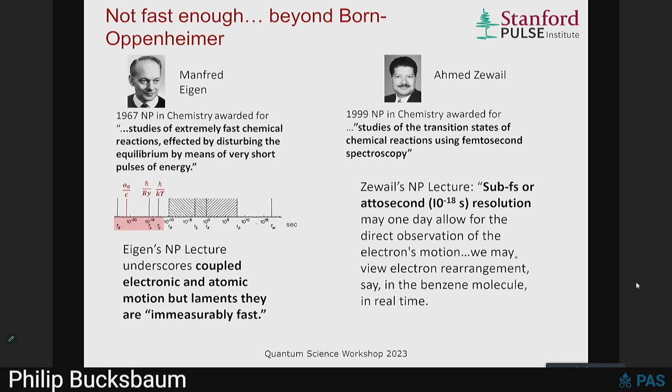More than 30 years later, Ahmed Zewail won the Nobel Prize in chemistry for ultrafast chemistry, and we still hadn't done this. We still hadn't solved this problem of mapping these out. He pointed out how great it would be to be able to do it.